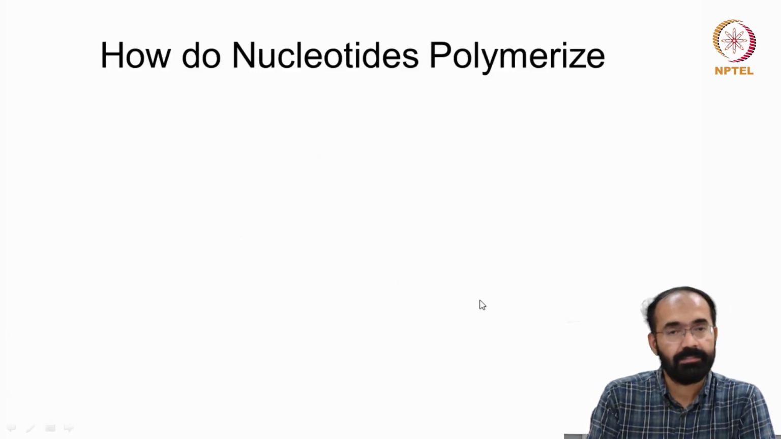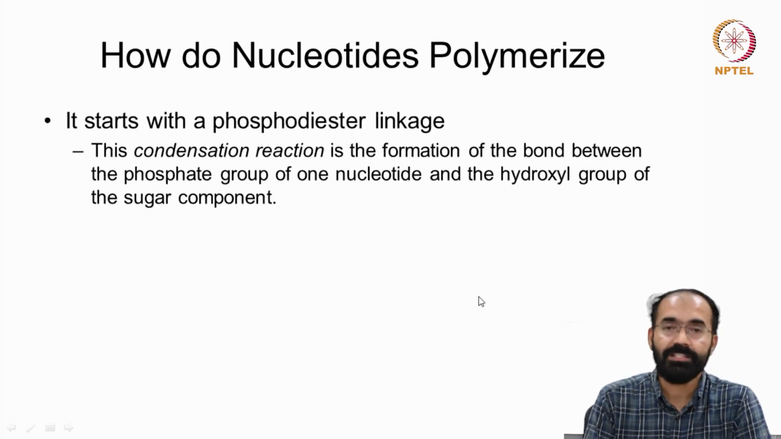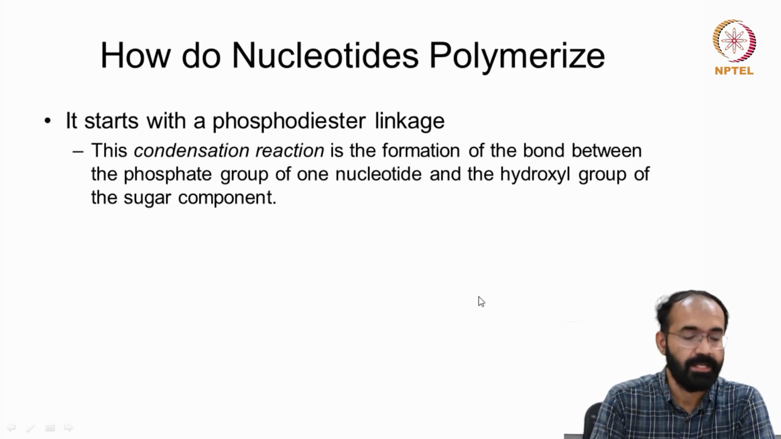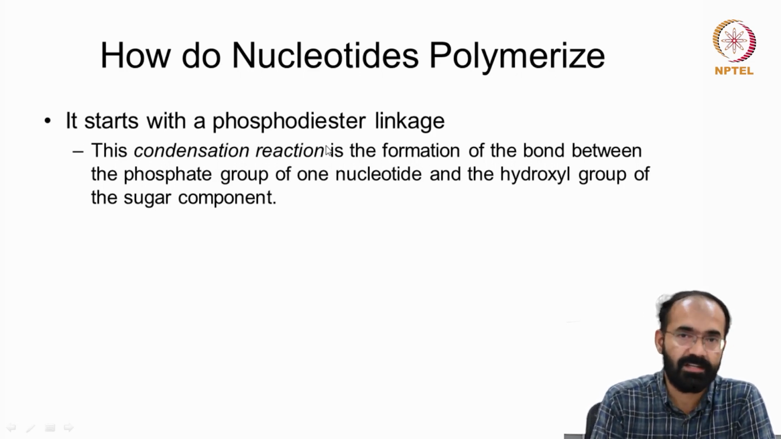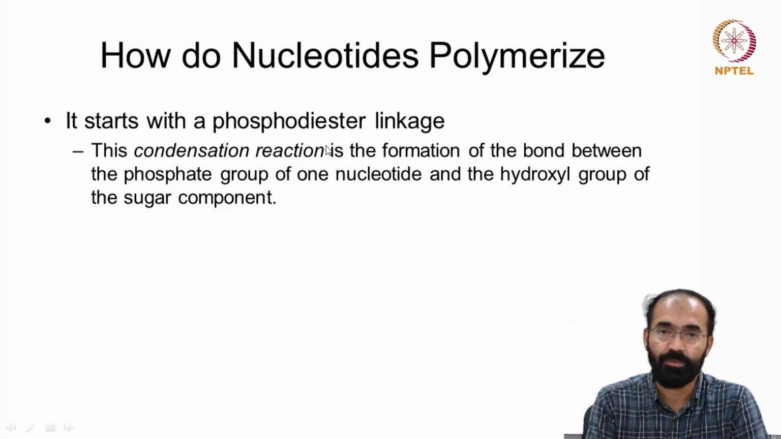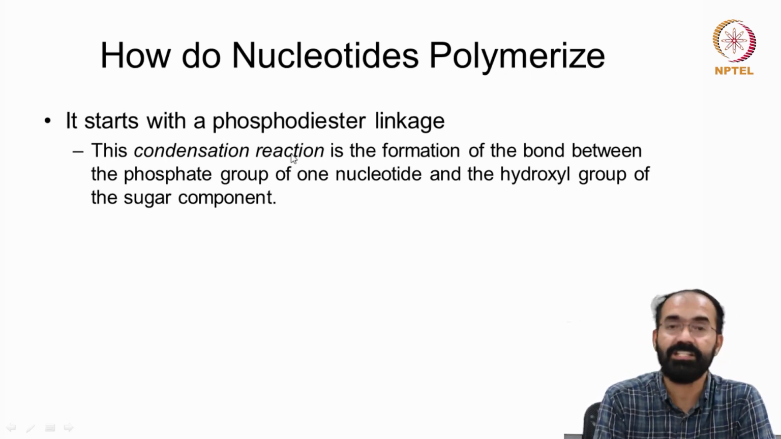So let us quickly think, how do the nucleotides polymerize? Polymerization, we know, is the assembly of the monomers, which are the nucleotides. And once they polymerize, the end product has to be a polymer called RNA. So it starts with a phosphodiester linkage. What is a phosphodiester linkage? Phosphodiester linkage basically is formed between a sugar and phosphate group, which continues over the downstream chain. It is formed by a condensation reaction.